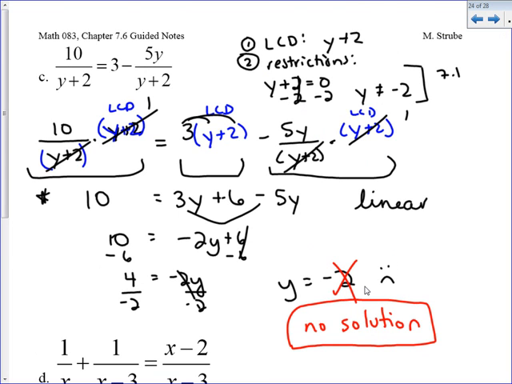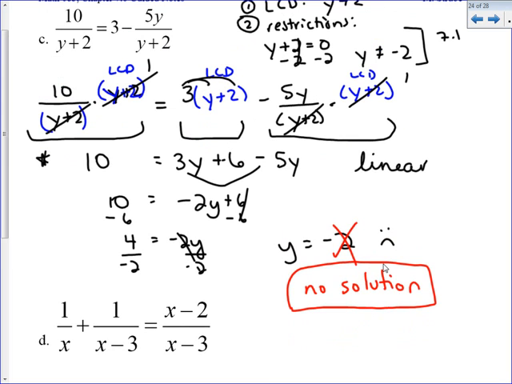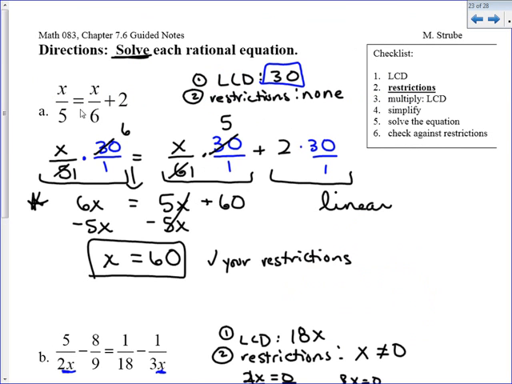So if it's a solution, that means I should be able to substitute it in here and get a true statement. So let me go back to this one. In this first problem, we said that our answer was 60. So what we should be able to do in that case is check. We're going to take 60 over 5. I'm just going to go into my original problem and replace all the x's with 60. And I want to know, is that the same as 60 over 6 plus 2?